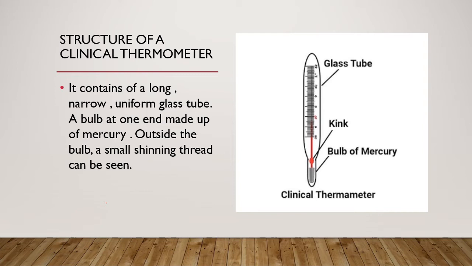Now, I would like to tell you something about the diagram of the clinical thermometer. In this diagram, we can see a kink, this one over here, and it is used to prevent the mercury level from falling from its own temperature.